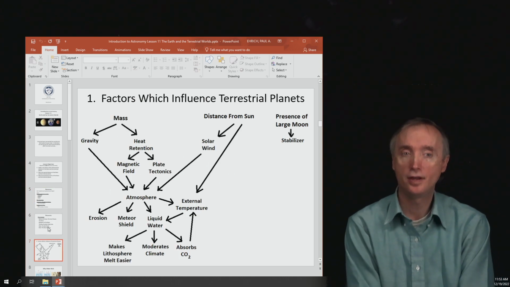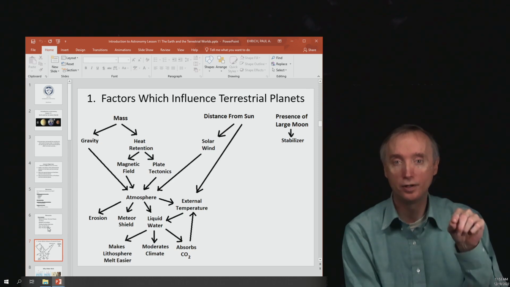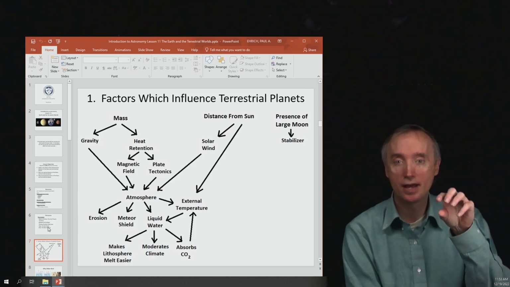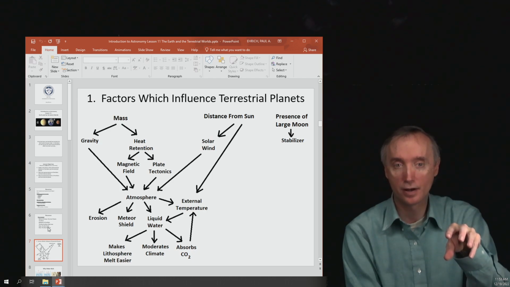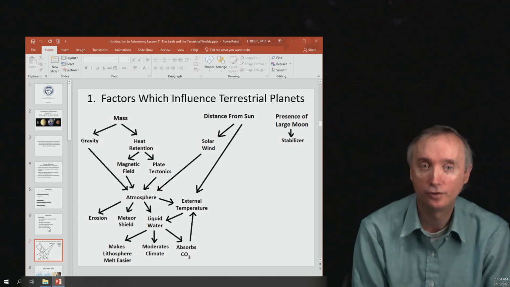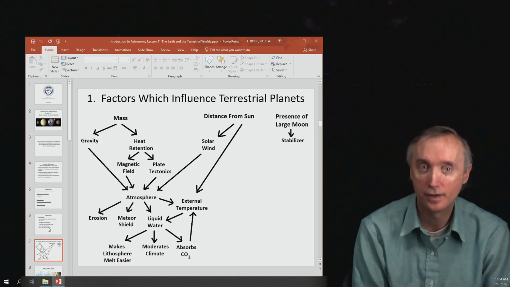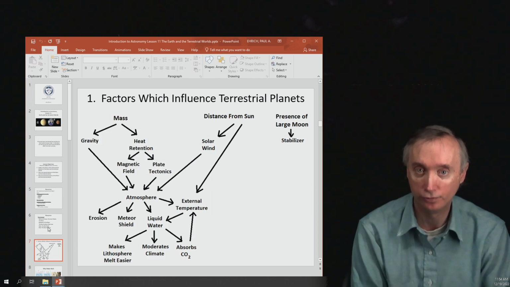And I want you to think of dominoes, how if you have a whole bunch of dominoes lined up, and then you knock over one domino, then that causes the domino in front of it to be knocked over, which causes the domino in front of it to be knocked over. So there are three basic things that are going to influence your terrestrial planets. So it's going to be the mass of the planet, how far that planet was from the sun, and then does that planet have a large moon?